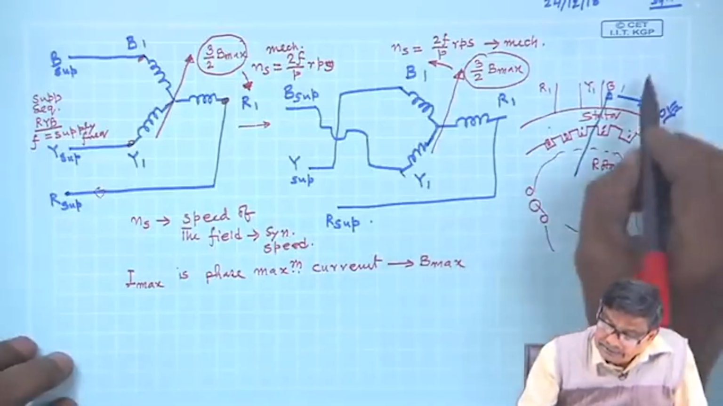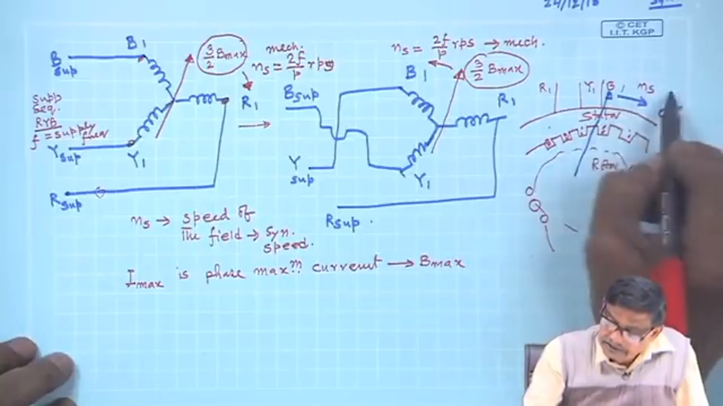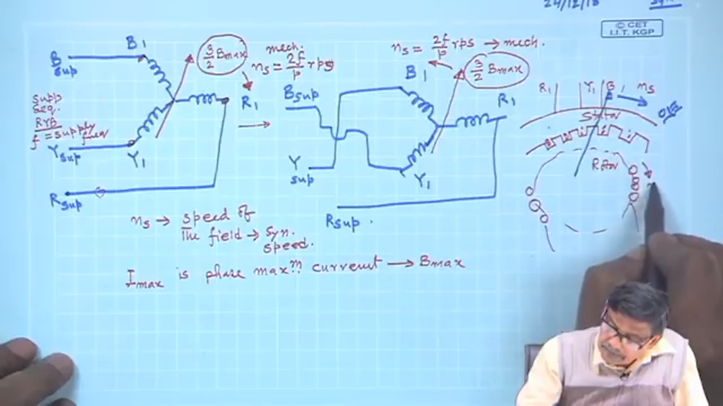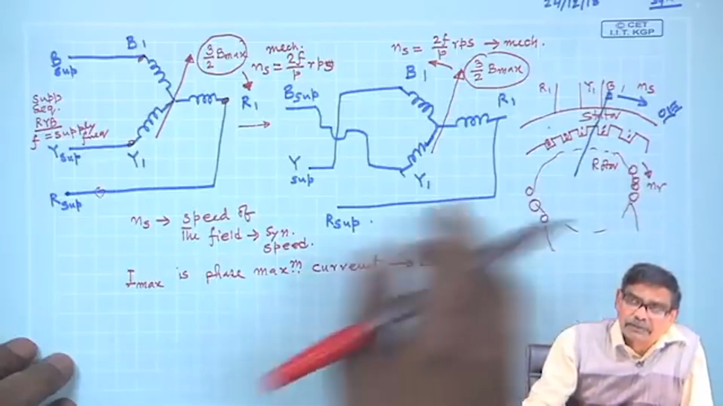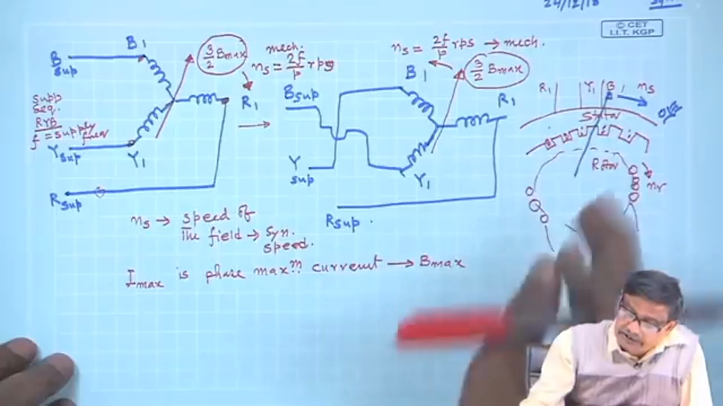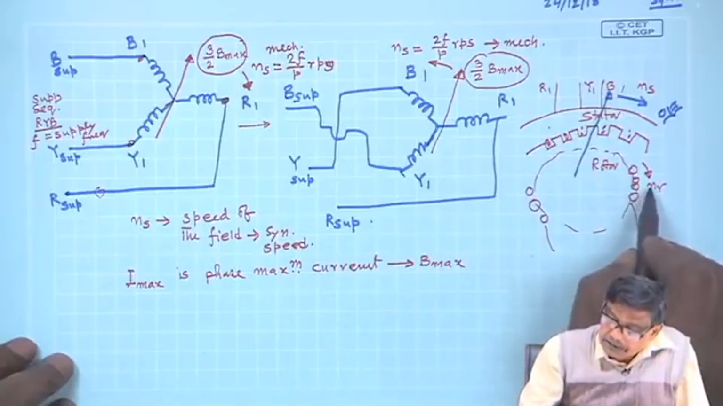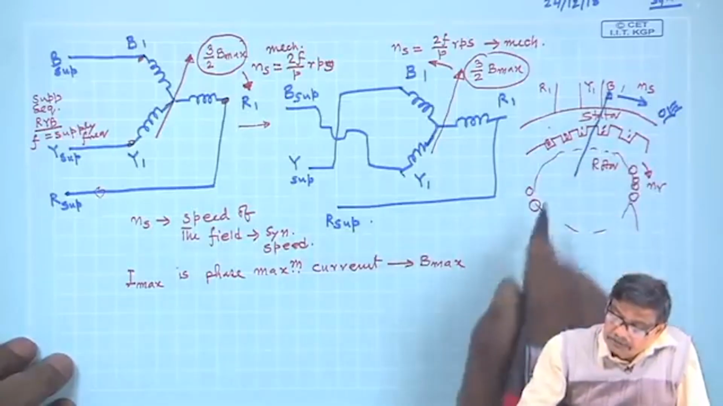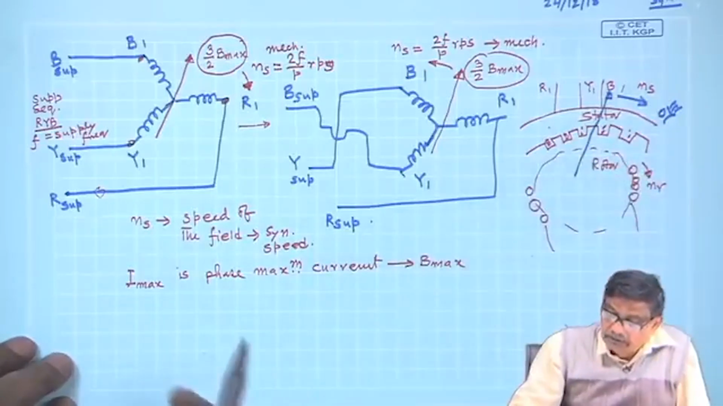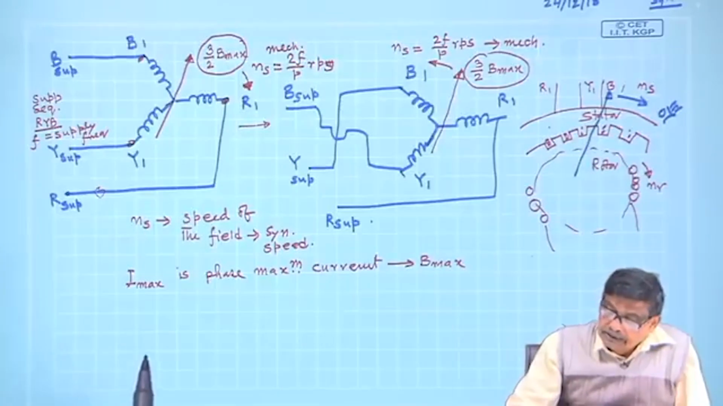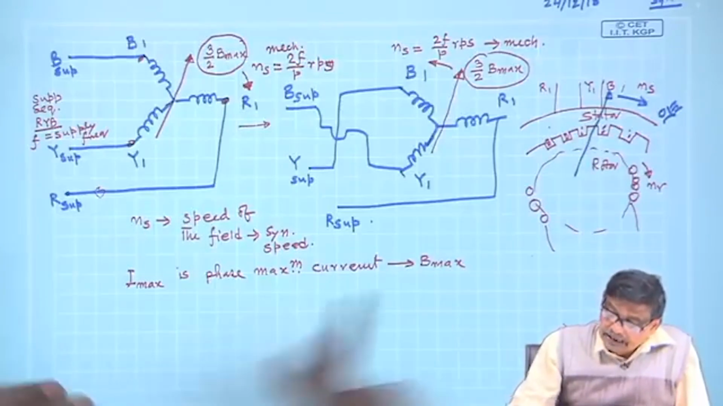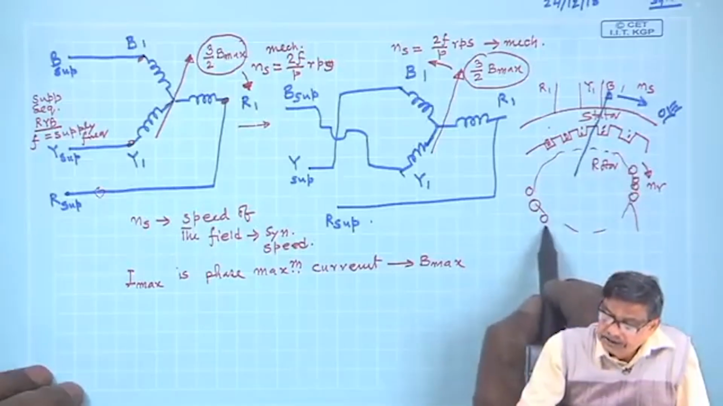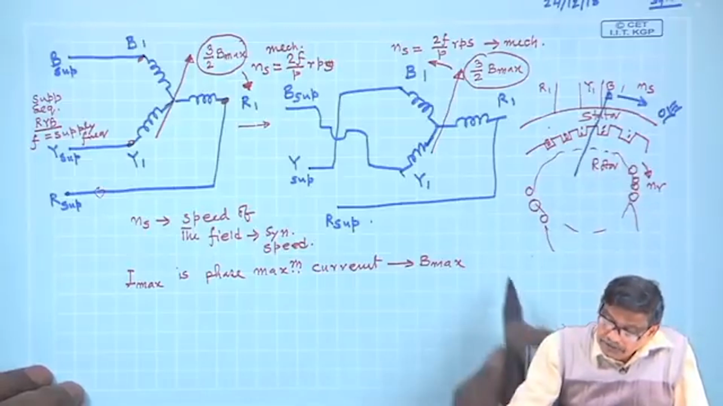In the general case, this is the rotating field, speed is Ns, and suppose the rotor is also moving at Nr by some external agency, he is also running this rotor, mechanical speed Nr. Ns and Nr are mechanical speeds, and the rotor is also allowed to move. In that case, there will be a voltage induced in the rotor coil. How much will be that voltage?